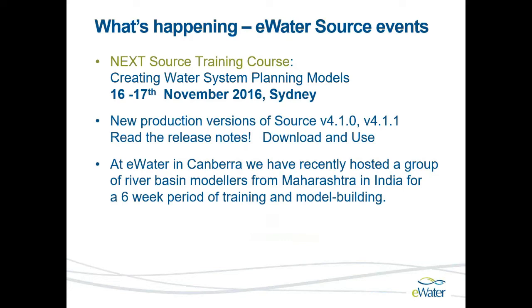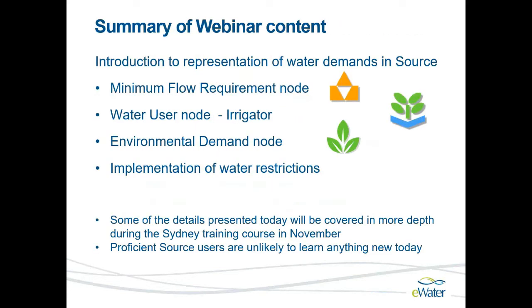All right, so on with the topic of the day. I'm going to be talking about water demands in Source. It's an introductory talk. I'll be covering the minimum flow requirement node, the water user node in particular, and the irrigator demand model within the water user node, the environmental demand node, and I'll talk briefly at the end about implementation of water restrictions in Source. Some of the details presented today will be covered in more depth during the training course in November. I'm intending today's presentation to be introductory, so proficient Source users may not get a lot out of it. But let's push ahead with the minimum flow requirement node first.